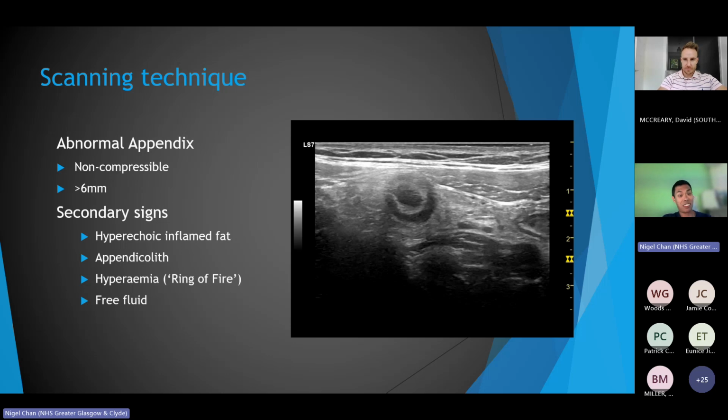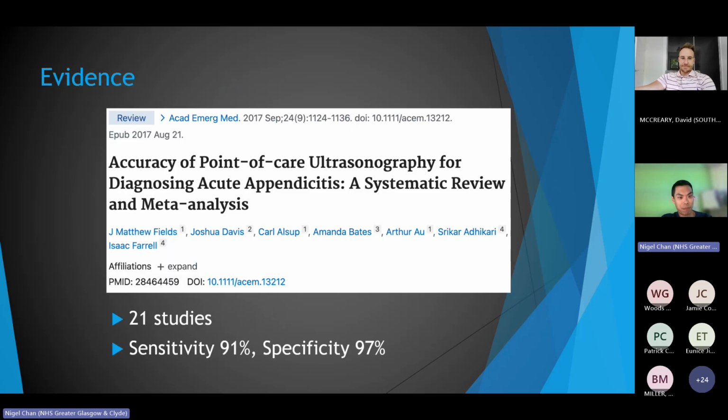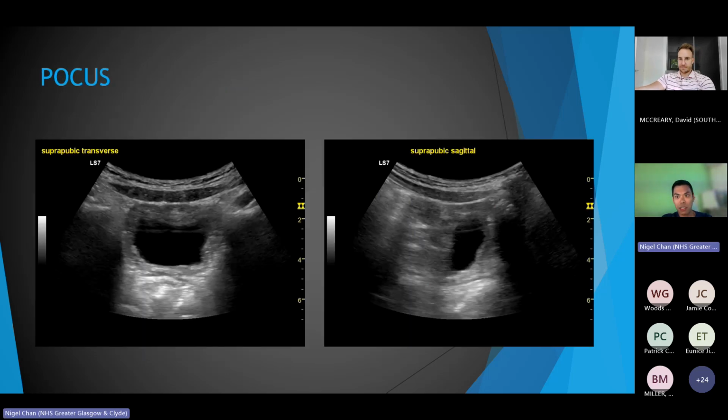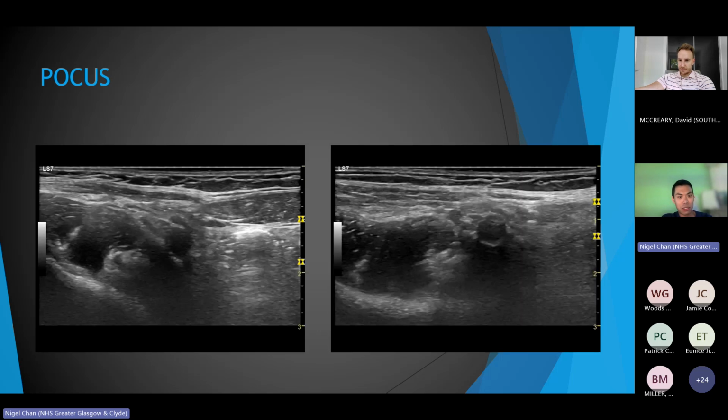So even if you can't see the appendix, if you see these secondary signs, like surrounding inflammation or a bit of free fluid, then you're worried that there's definitely something going on in the abdomen. Okay. Just a bit of evidence base. Again, there are links to these at the end, but in the interest of time, I'll just skip through these.